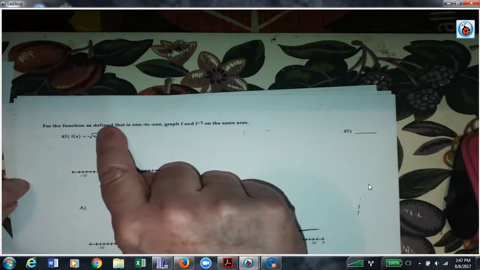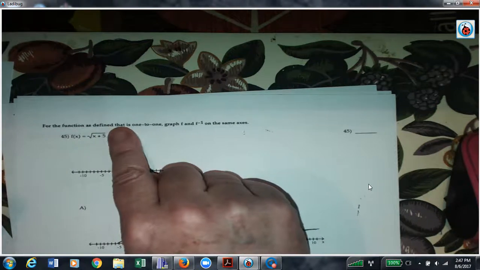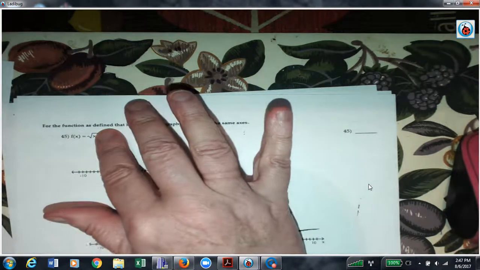For the function as defined that is one-to-one, graph f and f inverse on the same axes. Okay, first of all, what does the square root of x plus 5 look like? Well, that's the square root of x. I'm replacing the x with x plus 5 inside the parentheses from the original function. And so that's going to be a left shift. But you can always put it in your graphing calculator to look at it. So let's get rid of that. Let's see what that looks like. Let me find the square root of x plus 5. And let's do a zoom 6 again.